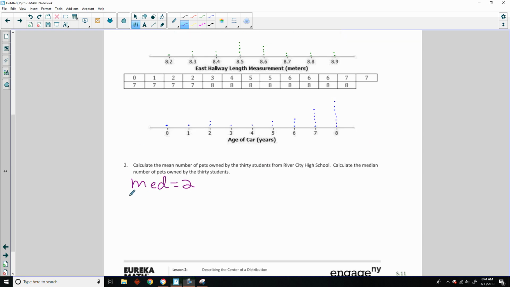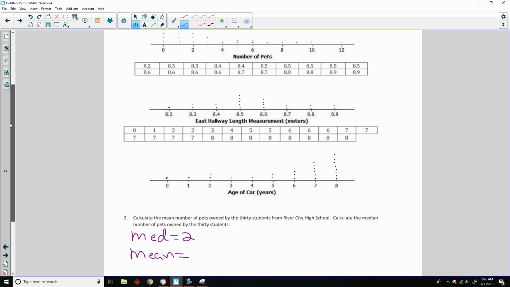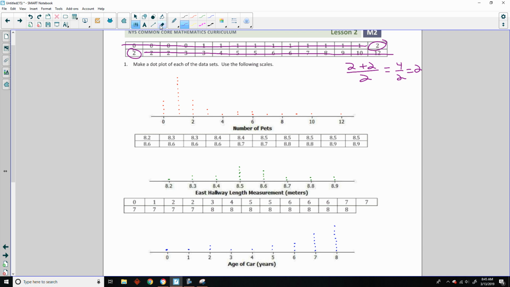Now I'm going to determine the mean. And the mean is the average. So let's go back up to this data set and erase the crossed out stuff.